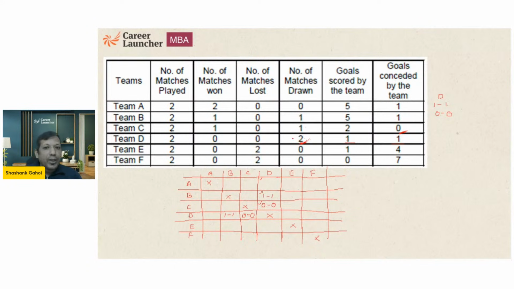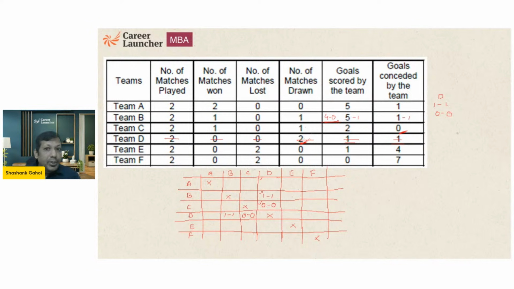Okay, so one team is done. I'm not going to use it anymore. Now B conceded 1 goal. So what is the number of goals remaining for B? That is going to be 4 and 0. So B must be winning 4-0.